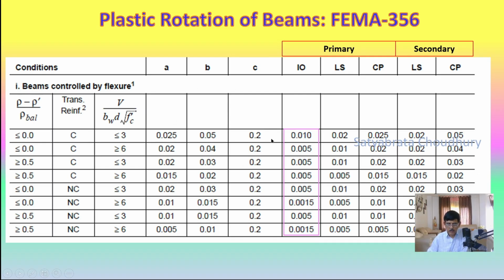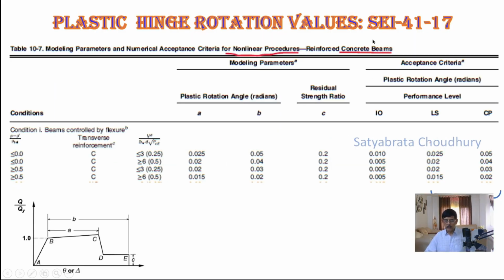The segment ABC, in the real world, the user may not be using. Software may use. The user will be handling these IO, LS, CP values for primary members and secondary members. Furthermore, note that the IO values are not given separately for secondary members, indicating the IO values are common for primary members and secondary members. Now let us see the values in the ACI 41-17 version of the American code.